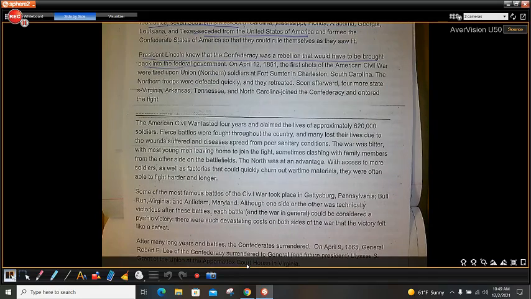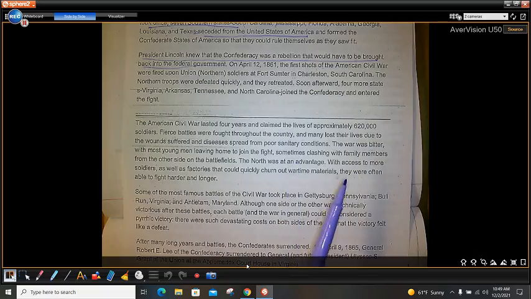The American Civil War lasted 4 years and claimed the lives of approximately 620,000 soldiers. Fierce battles were fought throughout the country, and many lost their lives due to the wounds suffered and diseases spread from poor sanitary conditions. The war was bitter, with most young men leaving home to join the fight, sometimes clashing with family members from the other side on the battlefields. The North was at an advantage. With access to more soldiers as well as factories that could quickly churn out wartime materials, they were often able to fight harder and longer.